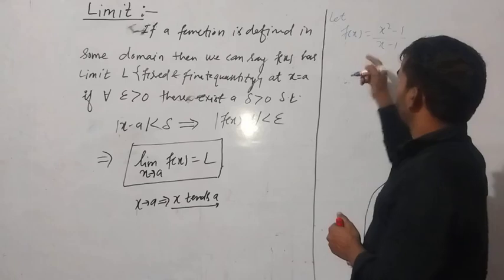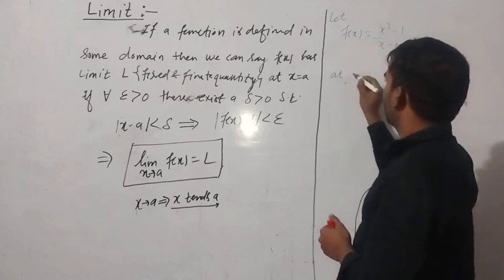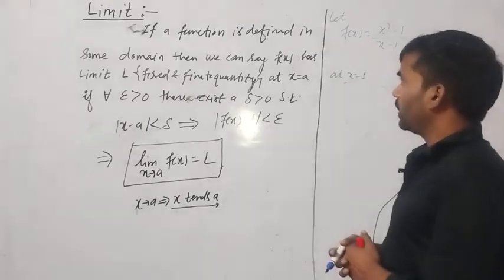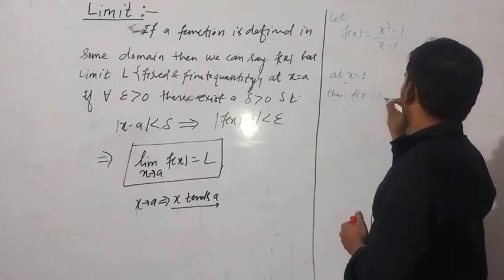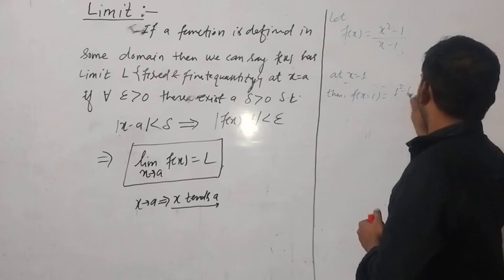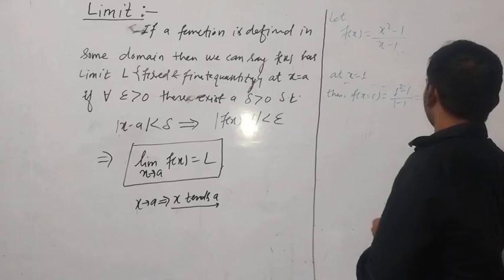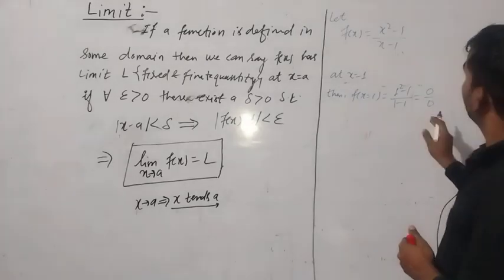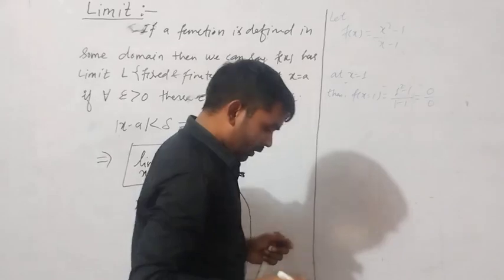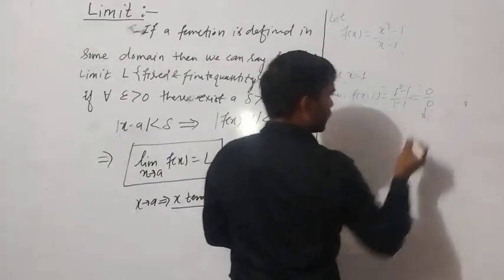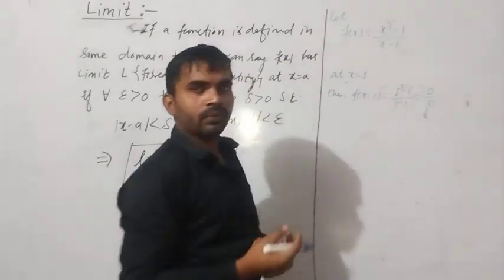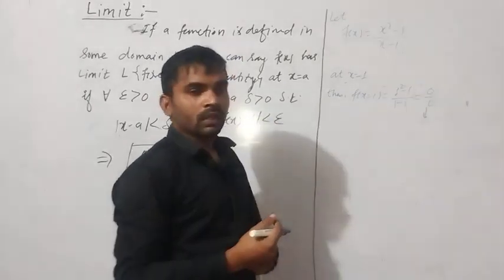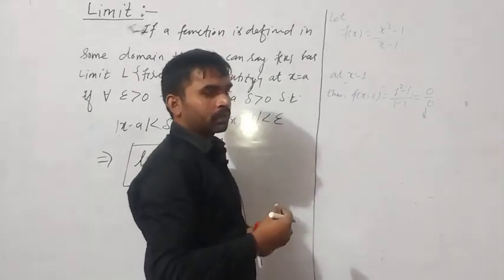So if we see the value of the function at x equal to a, at x equal to 1, then we can say that f of 1 gives what? 1 square minus 1 upon 1 minus 1, which we find as 0 by 0. Okay, so for now we can say this is a meaningless quantity. It is an indeterminate form, but we can discuss all the indeterminate forms and how we can find the solution if the function goes to an indeterminate form.